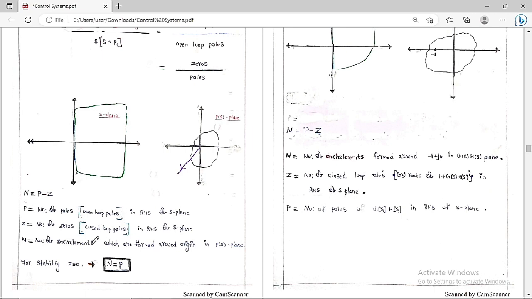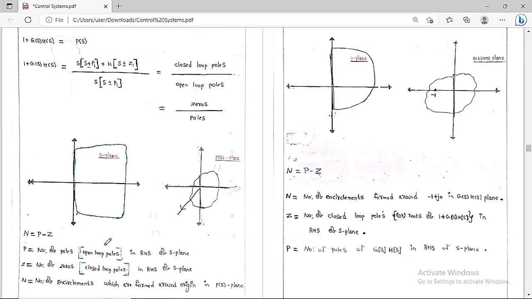We already told you, for the system to be stable, the number of closed loop poles lying in the right half of the S plane should always be equal to 0, because all the closed loop poles should lie in the left half of the S plane. Then we can say the system is stable. So no closed loop poles should lie in the right half of the S plane. The number of closed loop poles is nothing but the number of zeros lying there, and it should always be equal to 0. So Z is equal to 0, therefore N is equal to P.